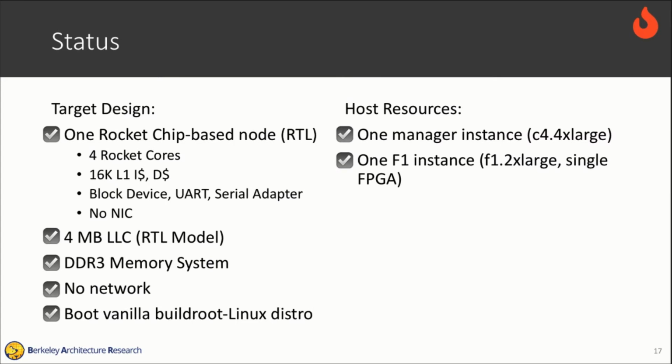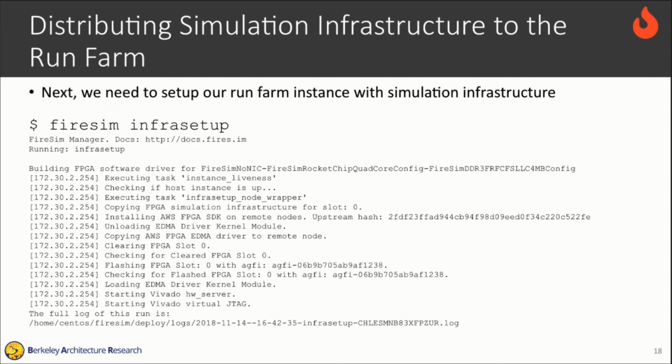If we look at our status so far, we basically have everything we need to run a simulation, including the FPGA instance itself. So the next step is to ship around all the infrastructure that we need to run a simulation. Recall that right now we're working on this one manager instance, just a regular EC2 node. And we have, for now, just one F1 instance remotely, perhaps many of them when we're running bigger simulations. To ship around all the infrastructure, we're going to run FireSim infra setup. That command is going to do a ton of things.